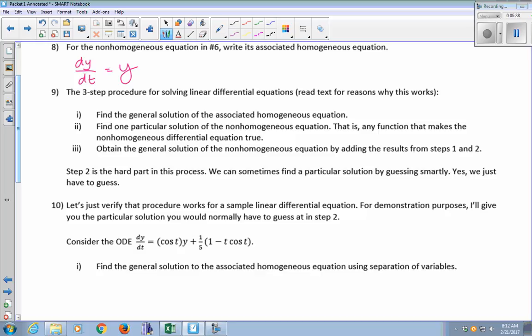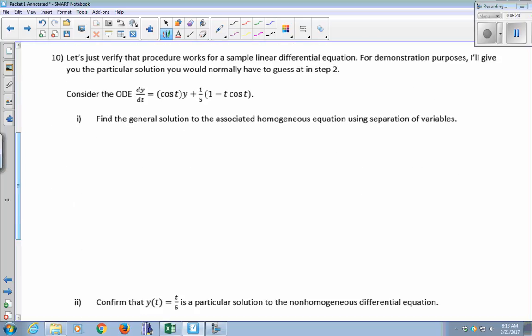Then step 2, this is the hardest step. Find one particular solution to the non-homogeneous equation. You have to be able to come up with one solution, not the general one, but one particular solution, any function that makes the non-homogeneous differential equation true. And then to get the general solution of the non-homogeneous equation, add your results from 1 and 2. So step 2 is the hard part, and we usually find our particular solution by making a smart guess. And it really just comes down to guessing, and often you'll guess wrong, and you just try again.